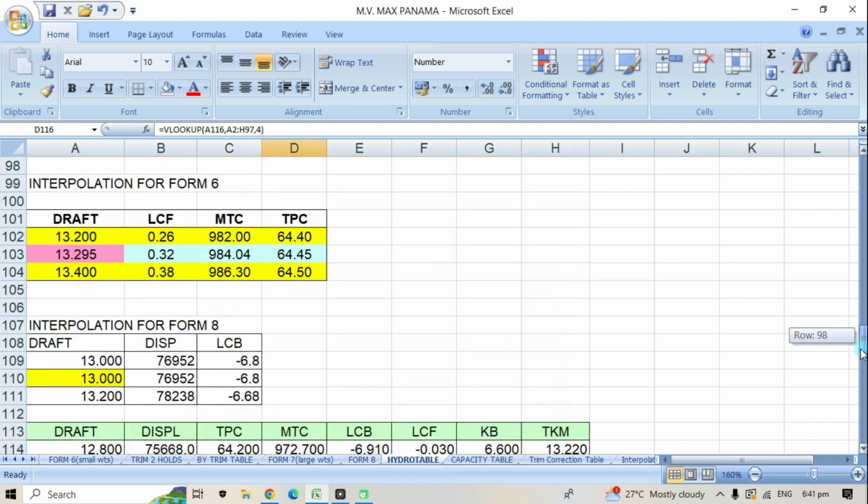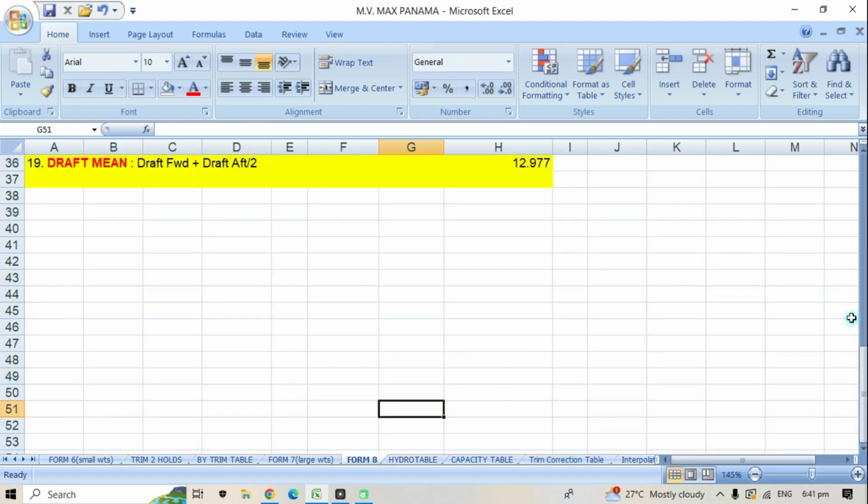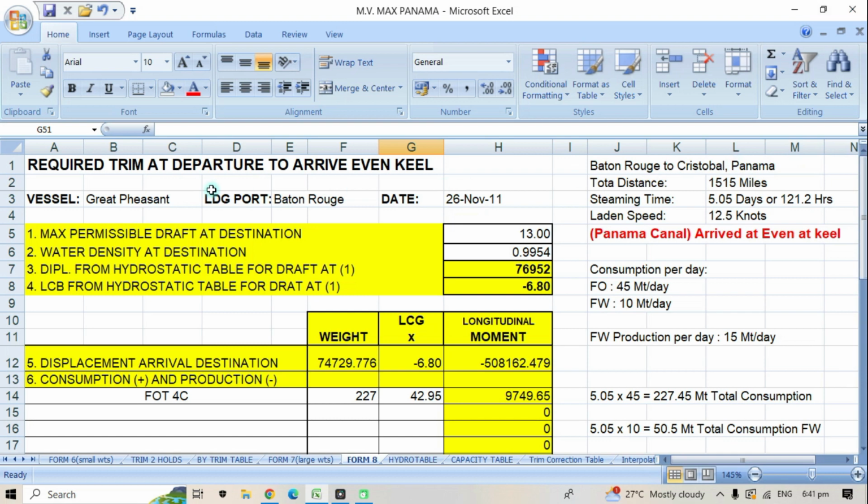Then we go to form number 8. Form number 8 is required trim at departure to arrive even keel. So this is our previous video where we are going to arrive in Panama on even keel. What will be our trim at departure, drop out New Orleans or Baton Rouge? So here we'll just concentrate on how to get this displacement and the LCB.